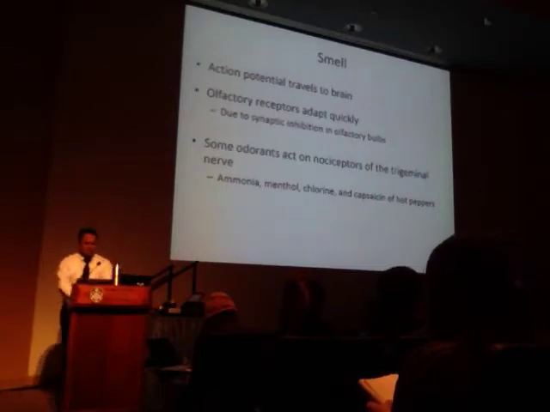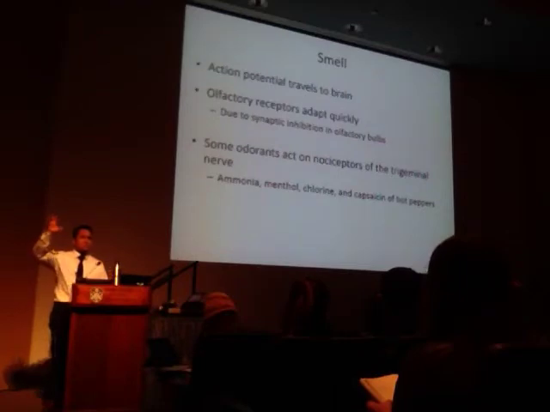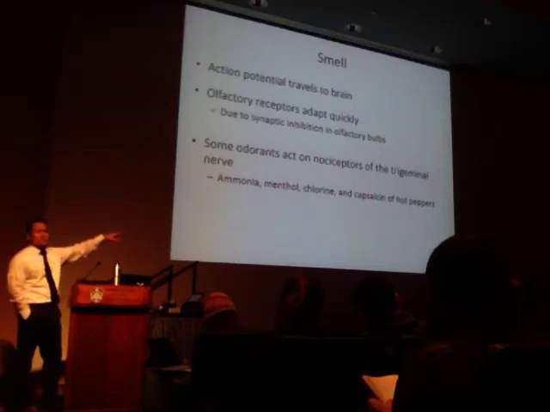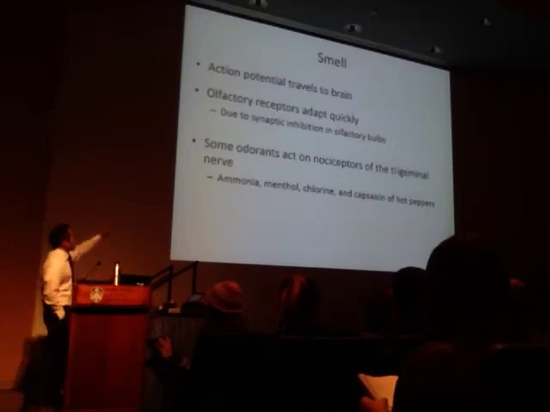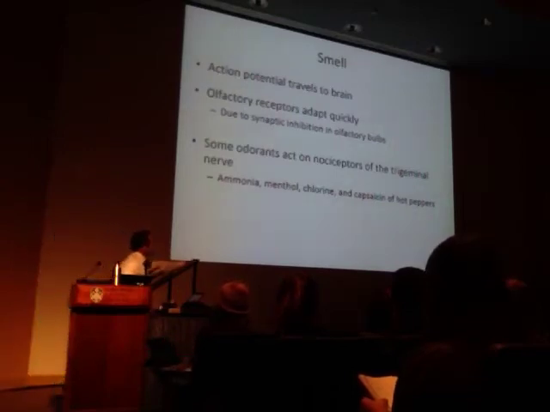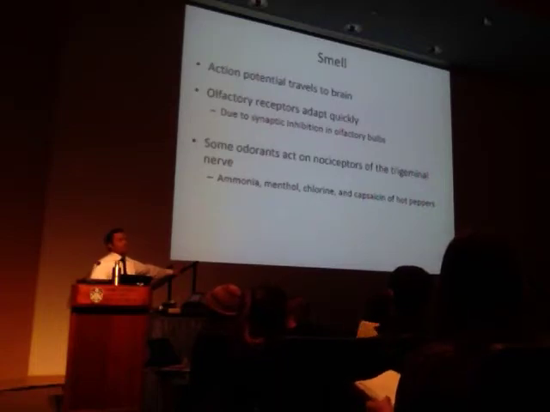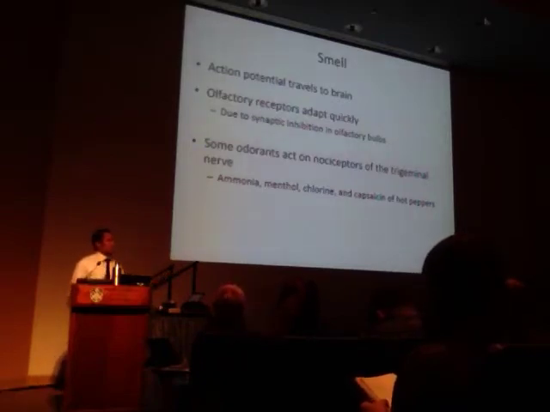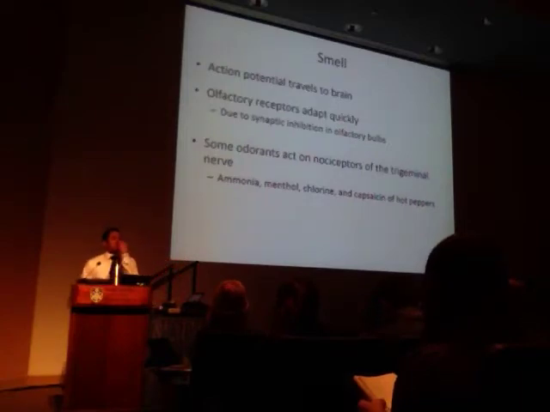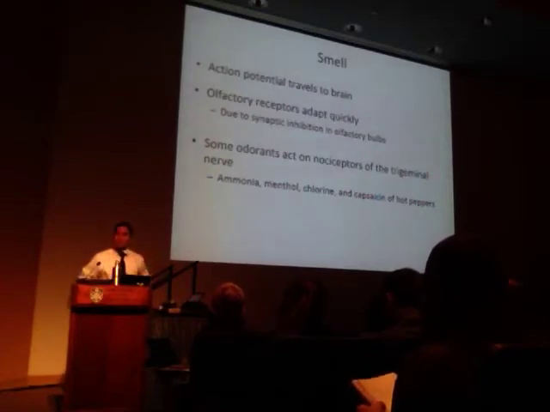Now, some odorant molecules act on nociceptors of the trigeminal nerve. Remember, this is the fifth cranial nerve, the trigeminal. And the things that act on the trigeminal nerve to give you some sensations of pain are things like ammonia, menthol, chlorine, or the capsaicin active agent of hot peppers. And it may cause watery eyes or teary eyes to take place. If you've ever had something extremely spicy, it's not just the nociceptors within the oral cavity. You're also getting that capsaicin pepper stimulating nociceptors in the nose, and that can cause watery eyes and for you to cry.